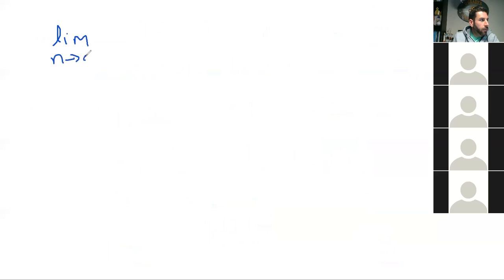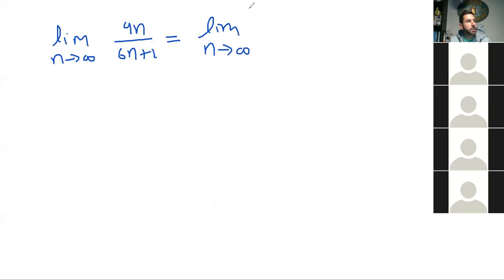The limit as n goes to infinity of 4n over 6n plus 1 is, from Calc 1 knowledge, you could think of this a few ways, but let's do it the longhand way. If I do some manipulation, if I factor out an n, I have 4 over 6 plus 1 over n, and that equals 4 over 6 plus 0, which is 4/6, which of course is 2/3.